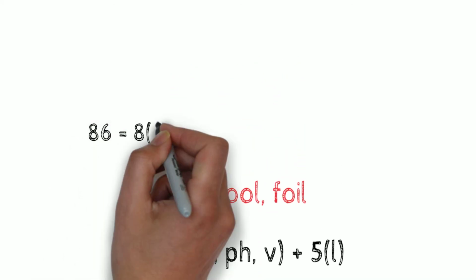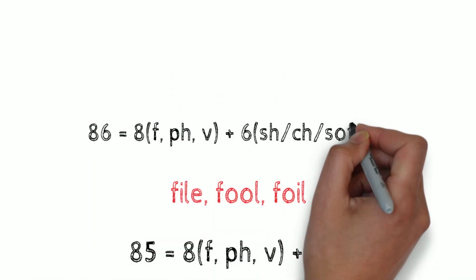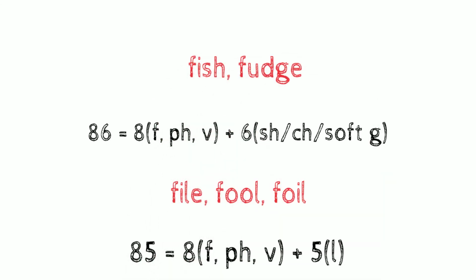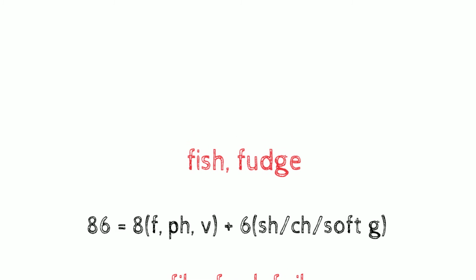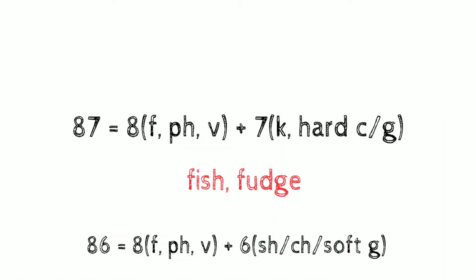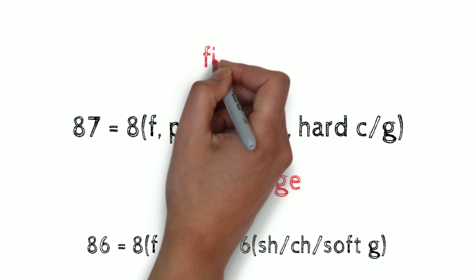With 86, you can use words like fish and fudge as examples. The consonant sounds sh, ch, and j represent number 6. You can learn more about this in part 3 of the series. Moving on, consonant sounds k or g represent the number 7 in 87. This forms words such as fig or fog.